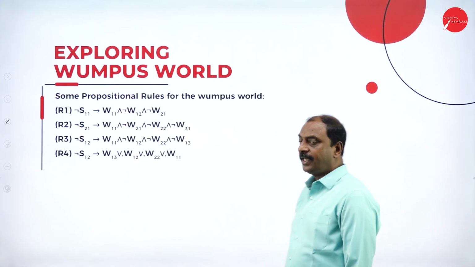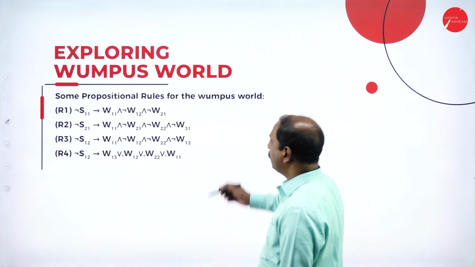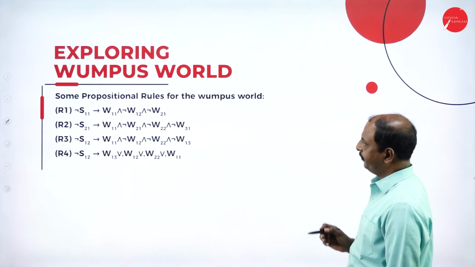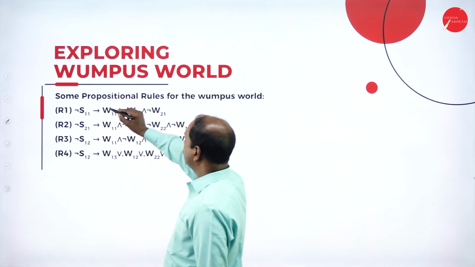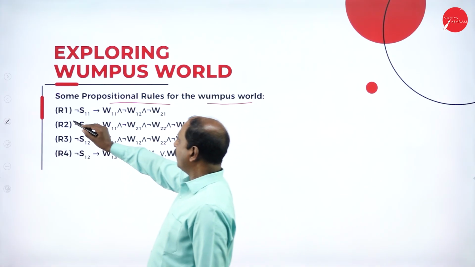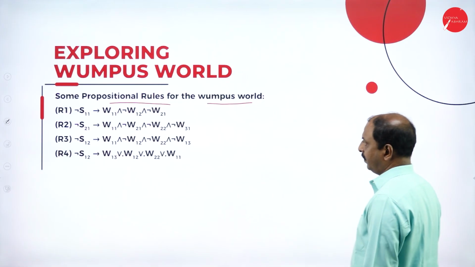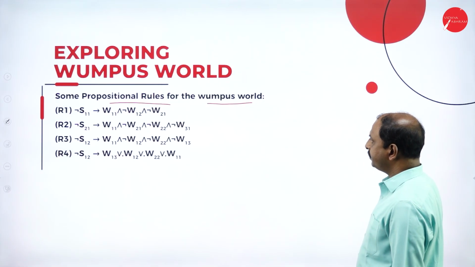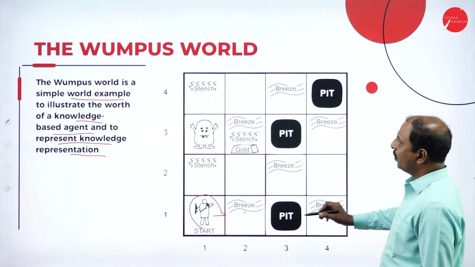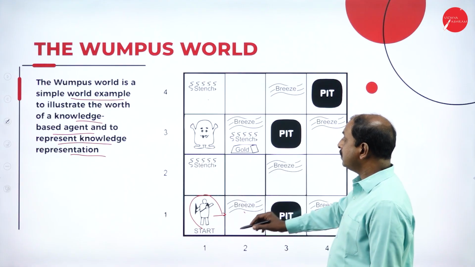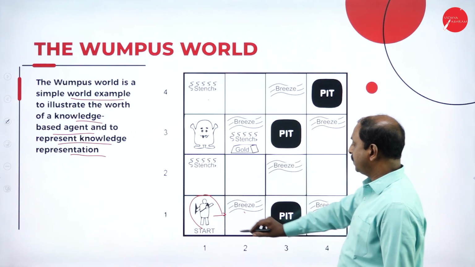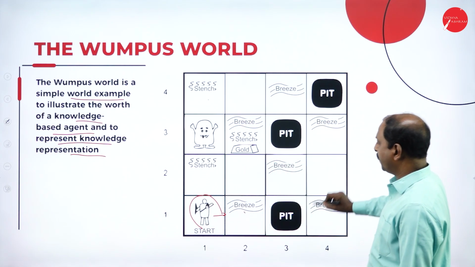Now let us see the next slide. How do we explore this, or how do we come to a conclusion about this logic of the Wumpus world? Here we are going to make some propositional rules for the Wumpus world. Now consider R1. R1 is the row 1. Please observe the diagram: this is row 1, 2, 3 and 4. Now we are going to make the rules based on the locations visited by an agent. So this is R1, R2, R3 and R4. It goes like this.